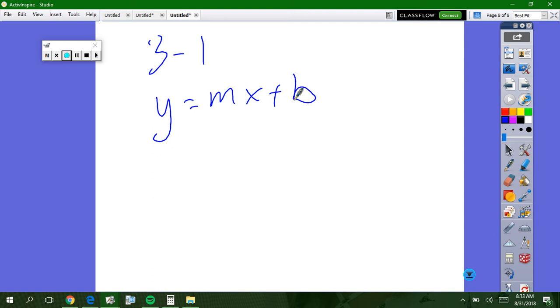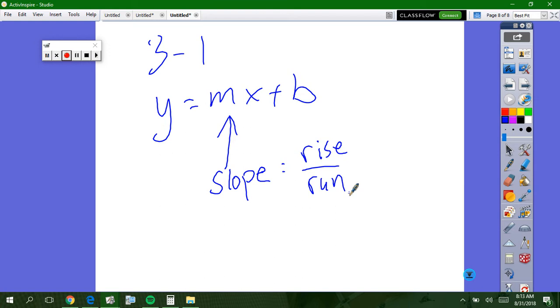What does the m stand for? Slope. And what does slope stand for? Rise over run. We're going to rise a certain amount, and we're going to run a certain amount. Right? B. What does B stand for? The y-intercept, where we cross the y-axis, right?